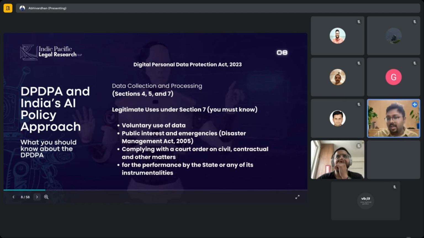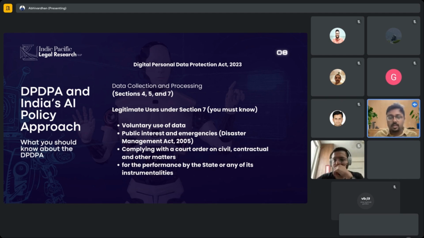So yeah. Second aspect is very basic, which is public interest in emergencies. For example, some disaster has happened or a health pandemic is there and all that. So that's obviously an issue. If there are certain problems, under the Disaster Management Act, you can of course process data. That is something which is permitted as a legitimate use.